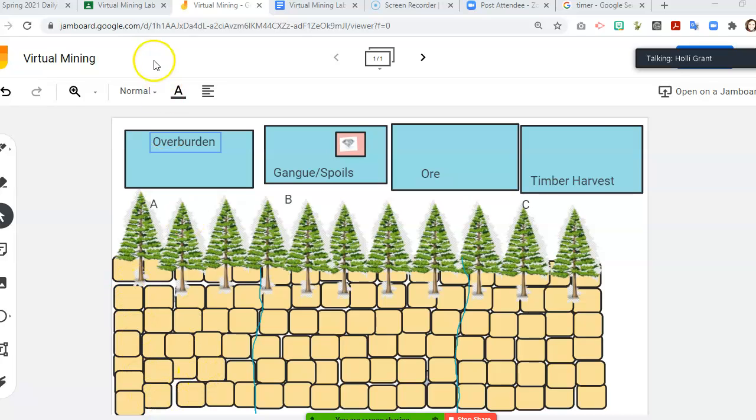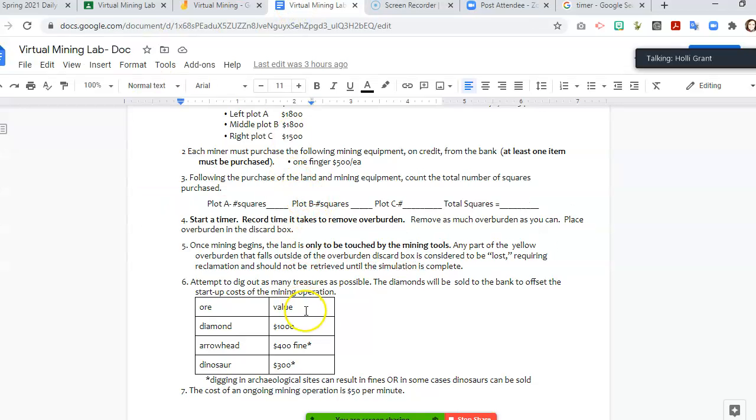Okay, now here's the next thing and the last final thing. You're going to try and dig out as many treasures as possible. The diamonds will be sold to the bank to offset your startup costs. However, if you find an arrowhead, it's a $400 fine because that is part of history. You can't sell that. The dinosaur, we're going to call it a fine right now. So if you find a dinosaur, that's going to cost you $300 because you didn't make any money on that. You have to sell it.